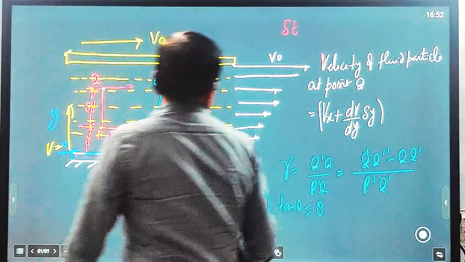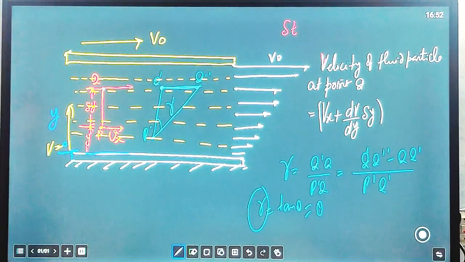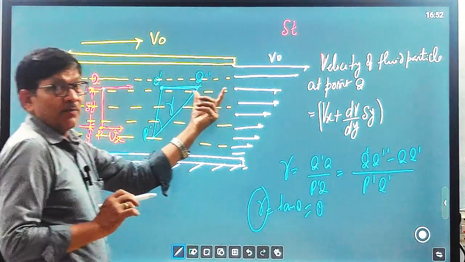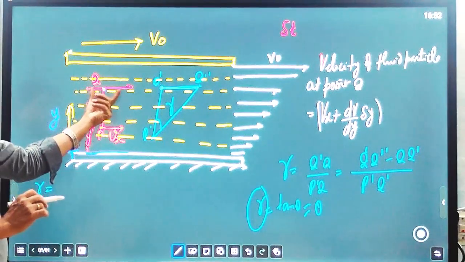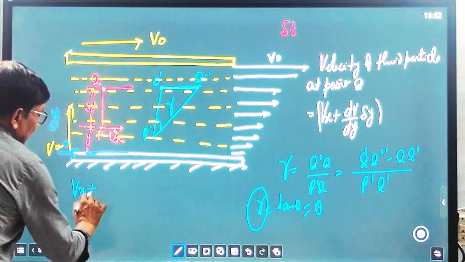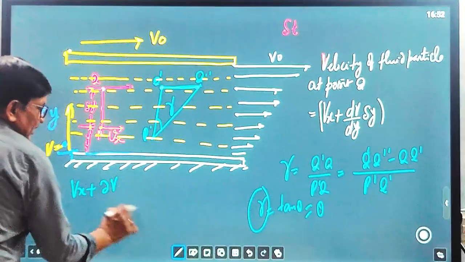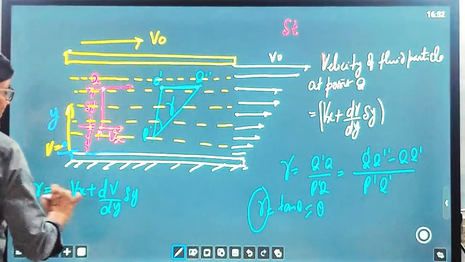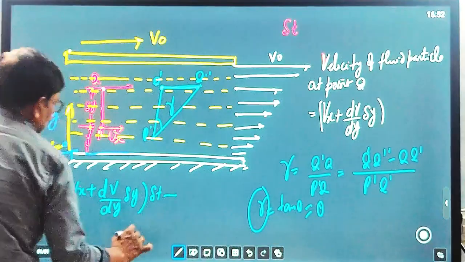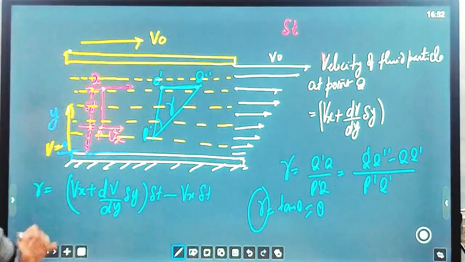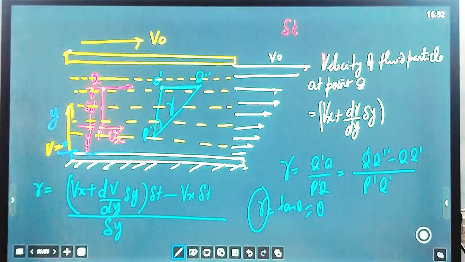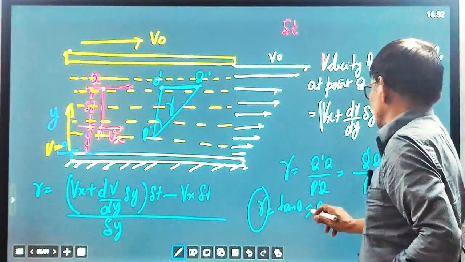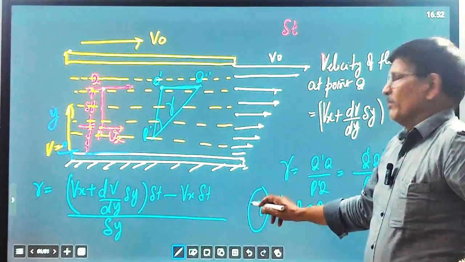So let us see what is the value of this strain. Gamma equal to Q dash, the distance traveled in del t time. Here we know velocity is Vx plus dv over dy into del y. Distance traveled is this velocity into del t time, minus Vx del t, upon del y. This is the strain. Tan theta equal to gamma. Theta is very small, so we can write theta.